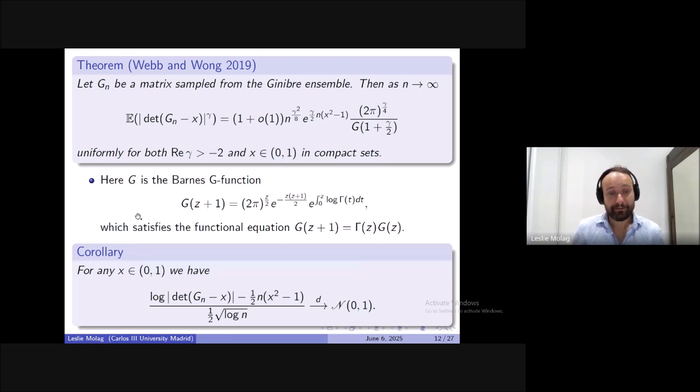Okay, then there's also a corollary of this. So this expression, the moment of the characteristic polynomial, is essentially the moment generating function for this random variable, namely the logarithm of the modulus of the characteristic polynomial. And it turns out if you center it properly by this term here and rescale it, then you can show that in distribution, this will converge to the standard normal distribution.